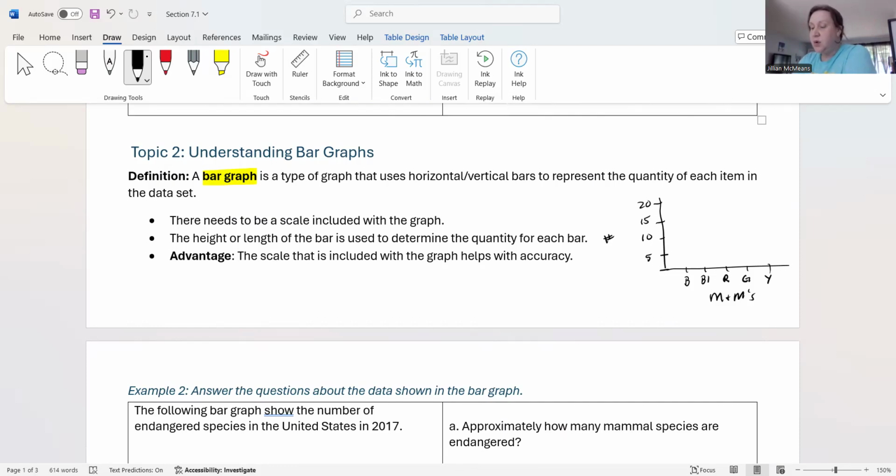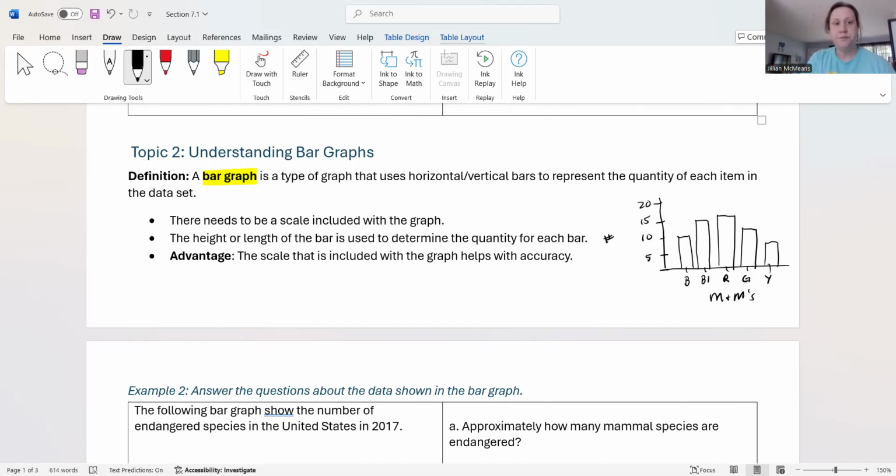And then the height or length of the bar is used to determine the quantity for each bar. So in this case, the way I have this set up, we could say, okay, there's 11 brown M&Ms, there's 15 blue M&Ms, there's 16 red M&Ms, there's 14 green M&Ms, and there's 10 yellow M&Ms. I just sketched that real quick, okay? But that's what you're looking at with a bar graph. The height of the bar in this case represents the quantity of each item. You could also do this the other way, where along the horizontal axis were the numbers, and along the vertical axis were the different colors of M&Ms. And then you'd be measuring the length of the bar, not the height of the bar.